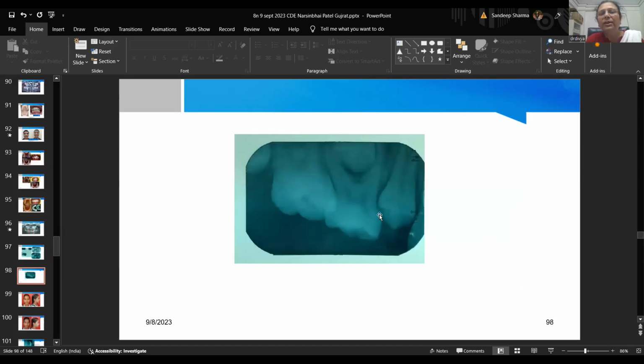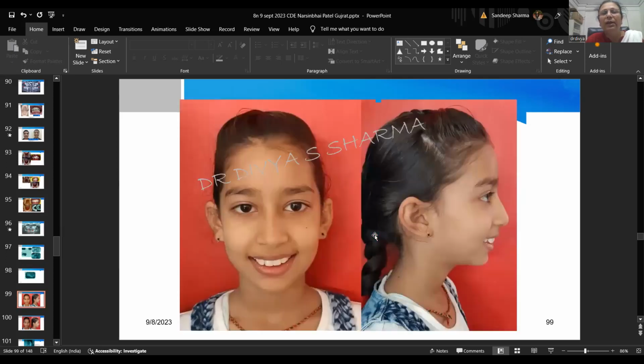Likewise, here is a wedge. Slicing is not done properly. Here it is getting impacted again. You see the mesiodistal dimension of this second premolar is always less than the E. We can still slice it, and it will erupt.